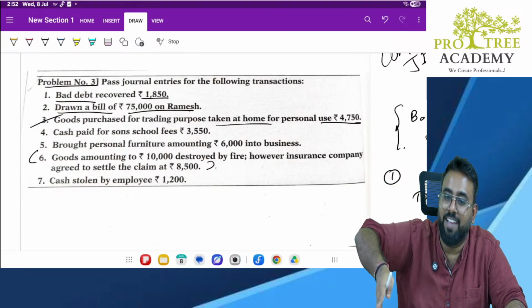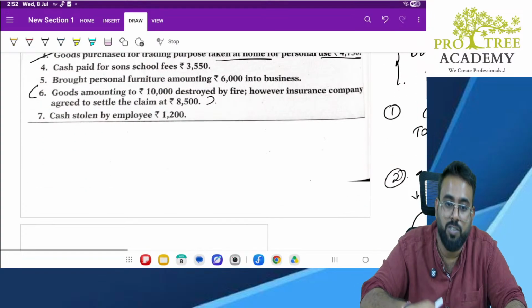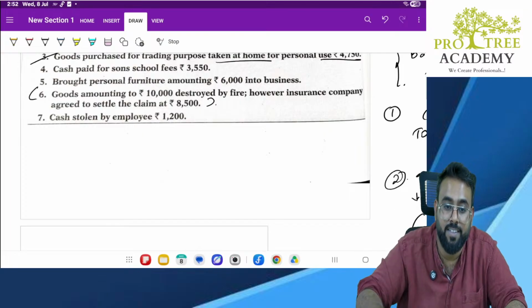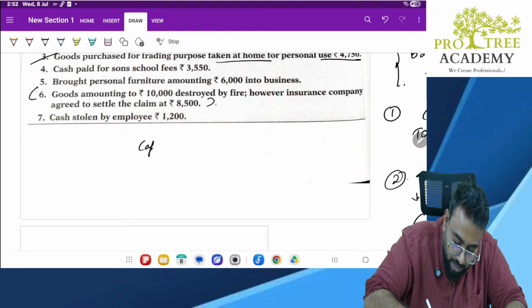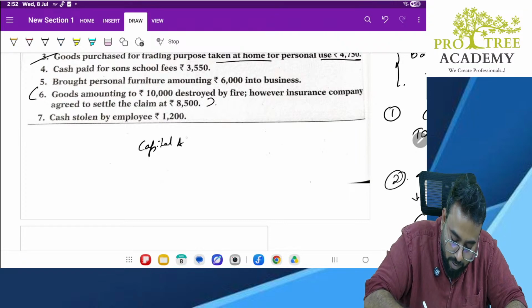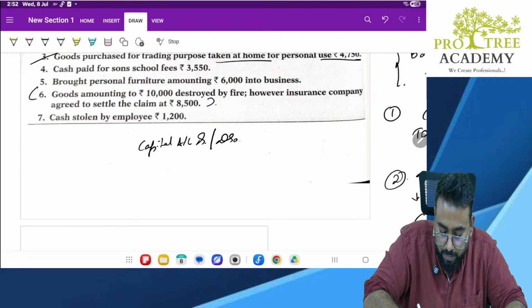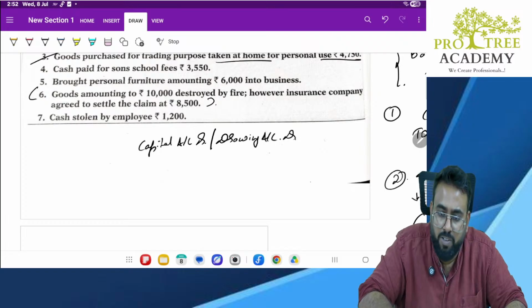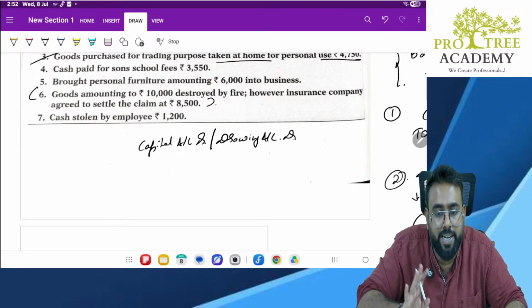When I draw the money, whether my capital balance will come up or go down, it will come down. Correct? So, capital account, whenever it comes down, it will be debited or credited? Debited? So, capital account debit, or one more word we can use is drawings account. Clear? You can use capital, you can use drawing. Even if you use capital, the examiner will not deduct your marks.